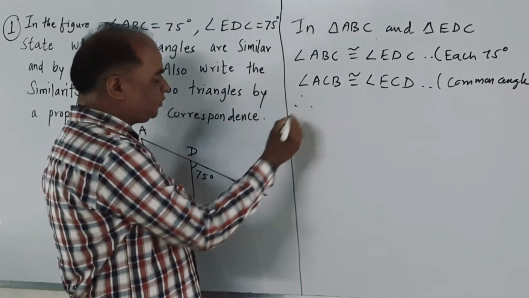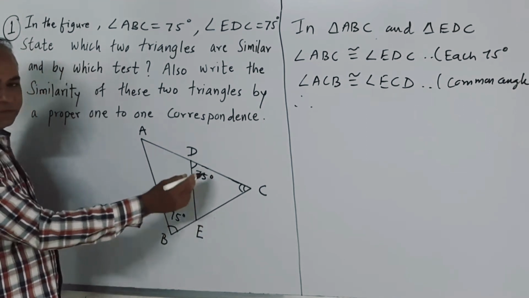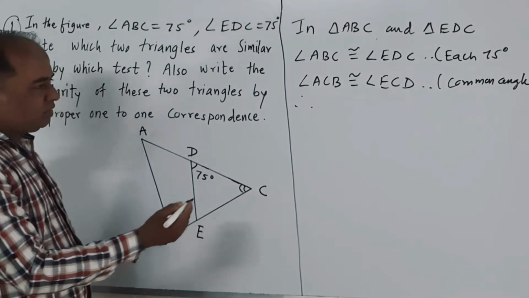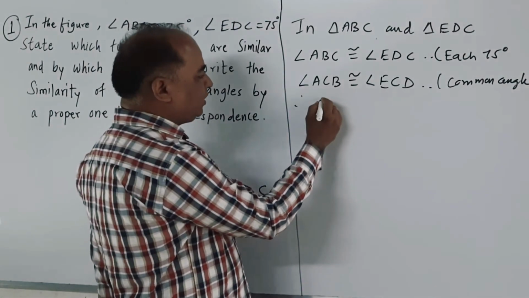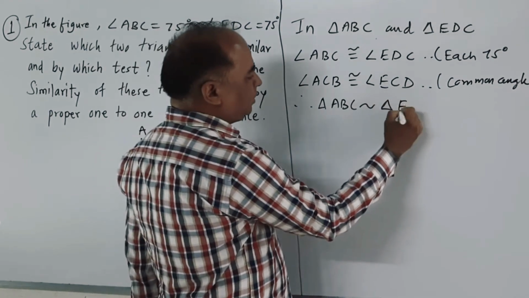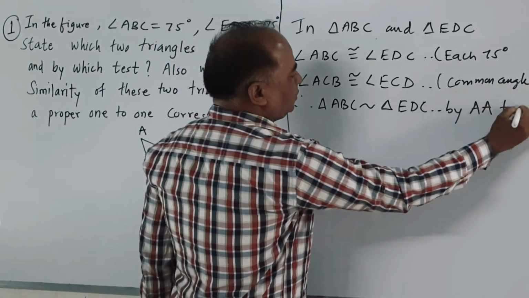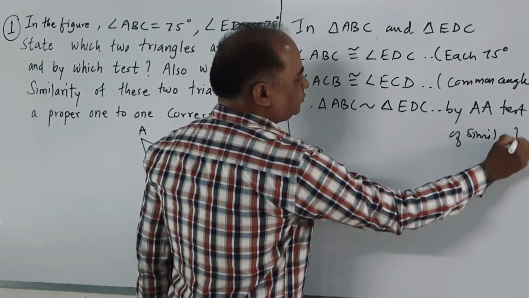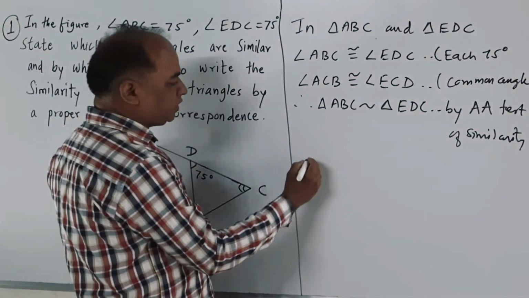Therefore, in these two triangles, triangle ABC and triangle EDC, two angles of one triangle are congruent to the corresponding two angles of the other triangle. So these two triangles are similar by the angle-angle test of similarity. So triangle ABC is similar to triangle EDC by AA test of similarity.